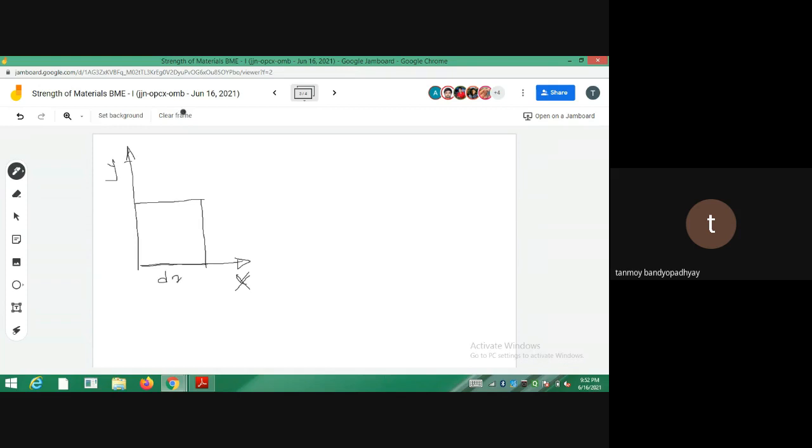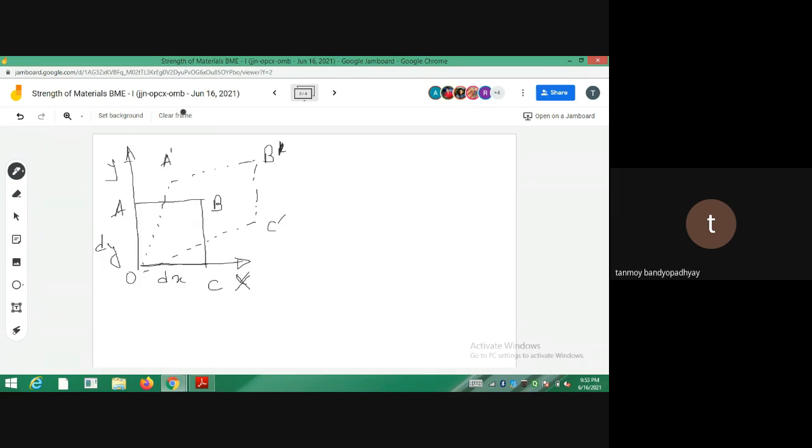So this is dx, this is dy. Now what I'm doing is applying a torque, like applying a torsion, so it will take a shape something like this. If this was the face 0, A, B, C, it will take a shape like 0, A prime, B prime, C prime. This is the final shape that the object is supposed to take.